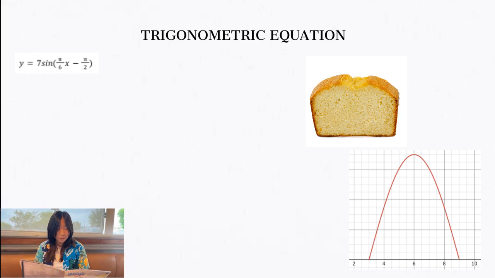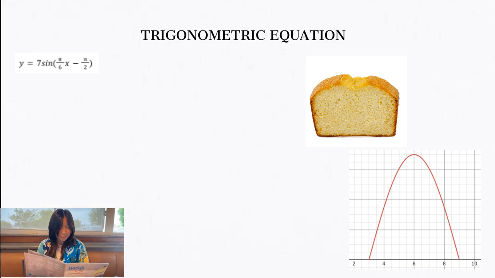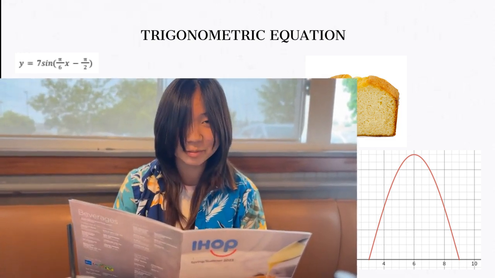And if we did the area of the cross section, we would have to use the FTC. And that would be an integral from 3 to 9. The area is around 26.738 centimeters squared. And the volume, we have to use the shell method. So the volume is around 1,008 centimeters cubed. And I think that sounds like a pretty good cake to me.